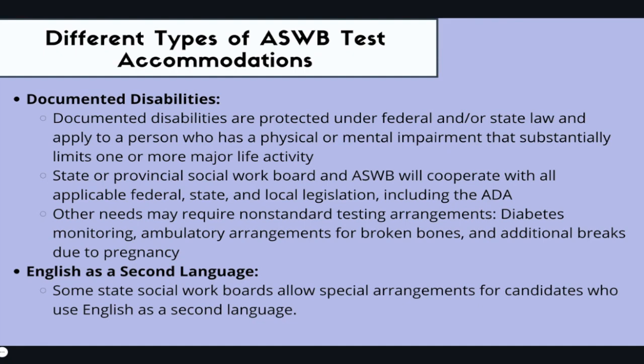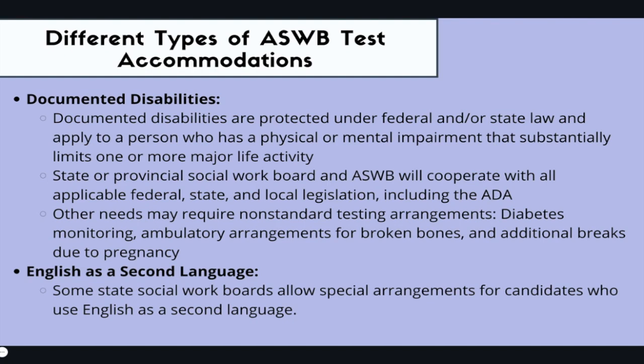So there's different types of ASWB test accommodations. And like I said, this comes directly from the ASWB. You will need some sort of documented disability to qualify for a test accommodation. And a documented disability, these are protected under federal and state law. And all that you have to have documentation of is that you have a physical or mental impairment that limits one or more major life activity.